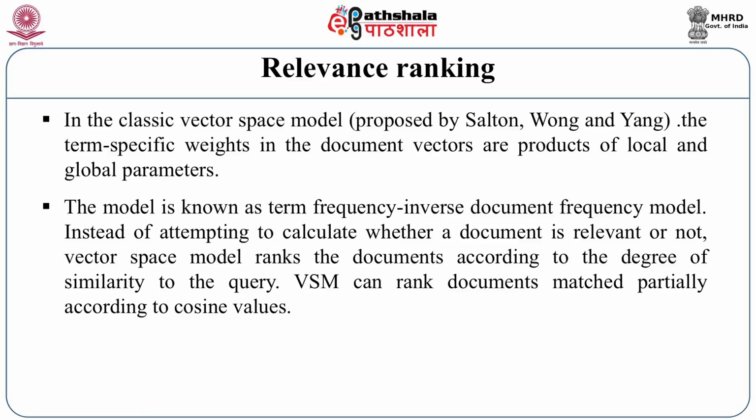So the vector space model can rank documents partially according to the cosine value. Now we will understand the weighting scheme for the vector space model. The weighting scheme is very simple. That is a multiplication of term frequency and inverse document frequency. Term frequency is the frequency of the term occurring in the documents. Very simple. Suppose one term has occurred 5 times, so the term frequency of the term is 5. That is as simple as that.